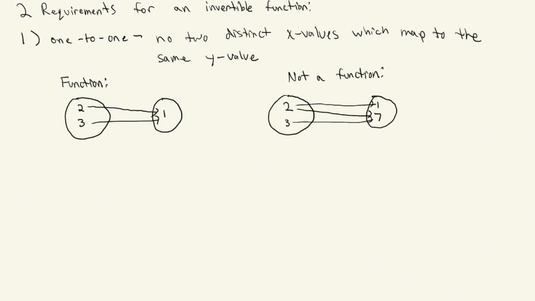What would an invertible function look like? So for an invertible function, it would look something like this. So if the domain is again 2 and 3, and this time we'll say the range is 1 and 7.